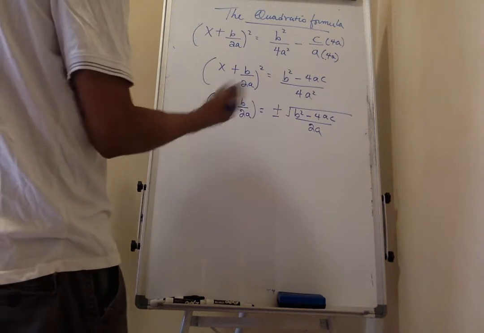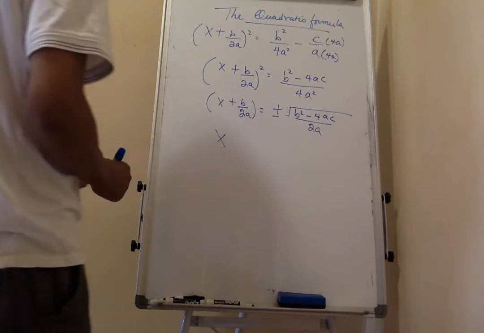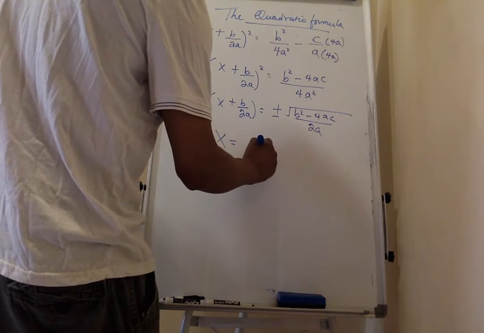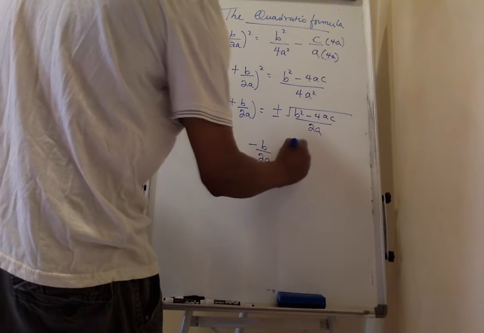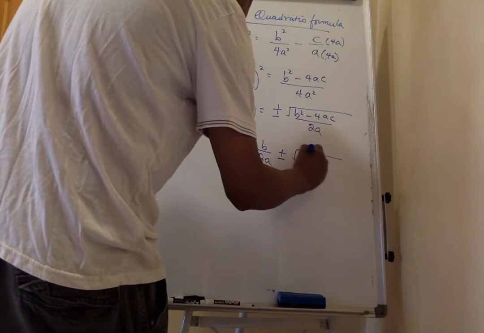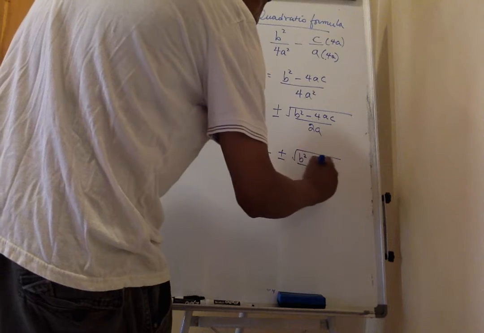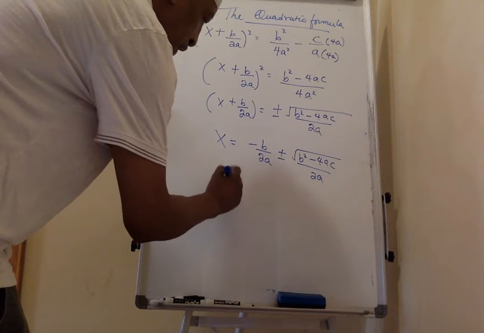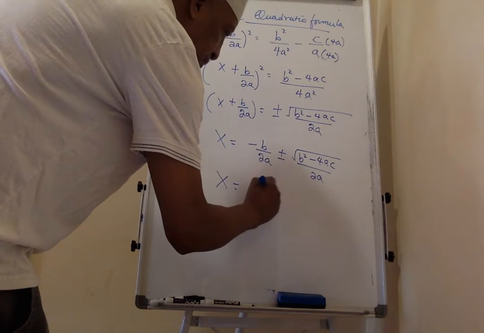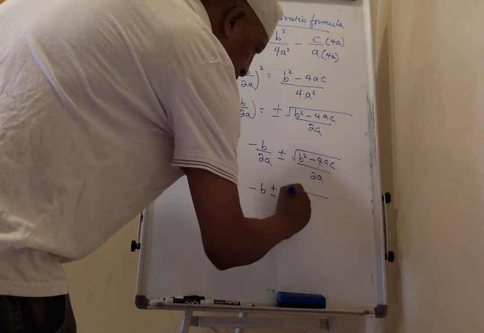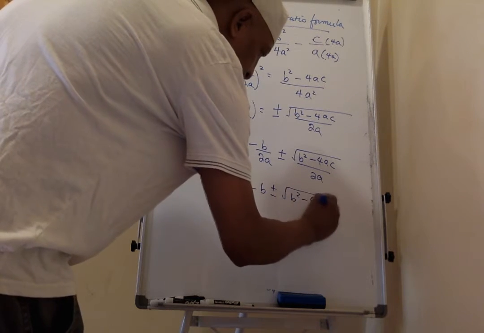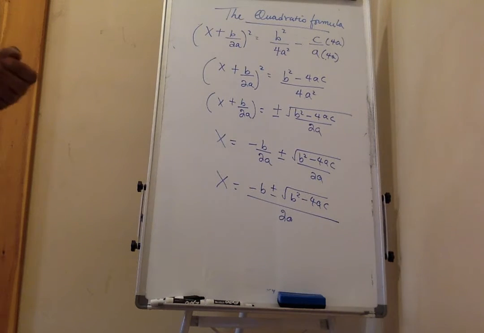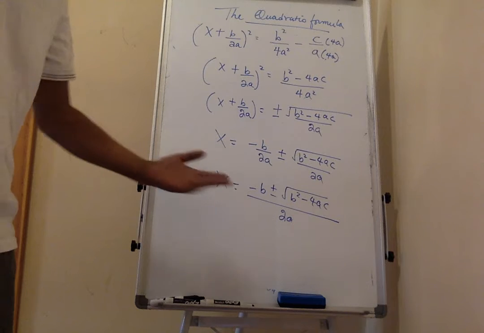Your final answer. We are actually reaching to solve the equation. So x is equal to, moving b over 2a, minus b over 2a plus or minus the square root of b squared minus 4ac over 2a, right? Then, since you have the same denominator, we have found the solution of our quadratic equation, which is x equals negative b plus or minus the square root of b squared minus 4ac over 2a. And this is the formula that we use.